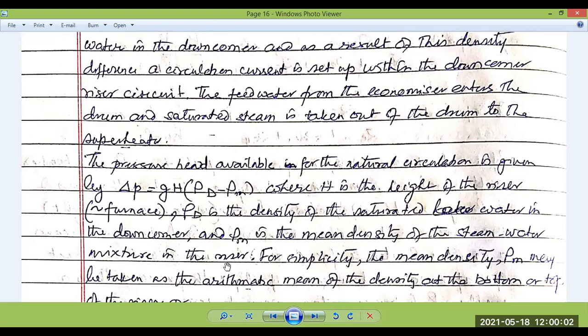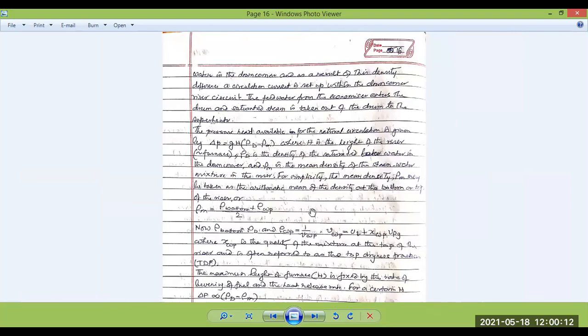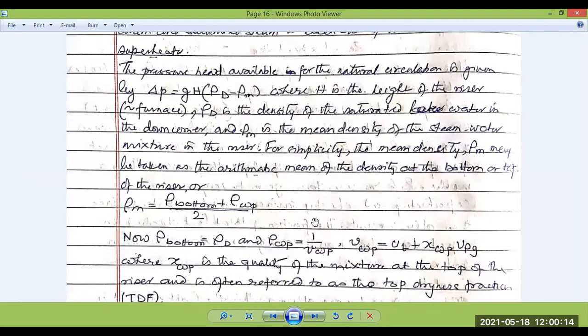And rho M is the mean density of the steam water mixture in the riser. For simplicity, the mean density rho M may be taken as the arithmetic mean of the density at the bottom and top of the riser itself. So rho mixture is equal to rho bottom plus rho top divided by 2.